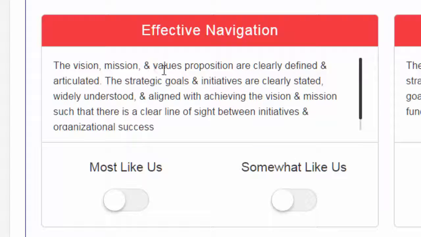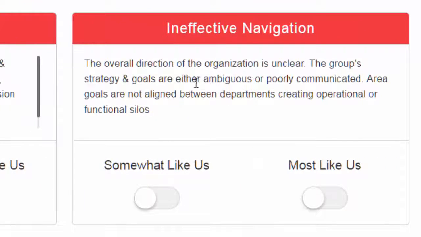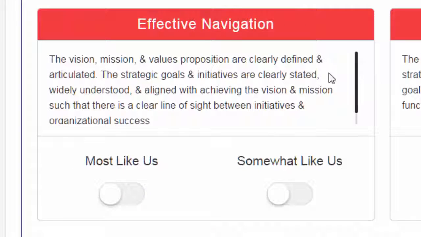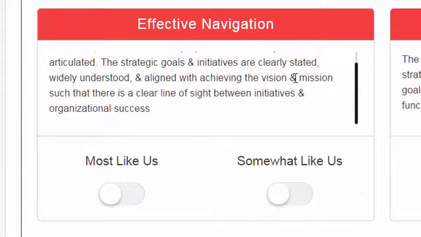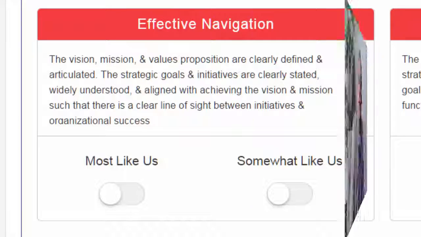So the vision, mission and value proposition are clearly defined and articulated. The strategic goals and initiatives are clearly stated and widely understood, or the overall direction of the organization is unclear. Now, if you have this sidebar, that means you can scroll up or down, because there's more text beyond what you can see. The statements are designed to be rather comprehensive. We don't allow you to split the middle and say undecided. You have to choose either effective or ineffective.